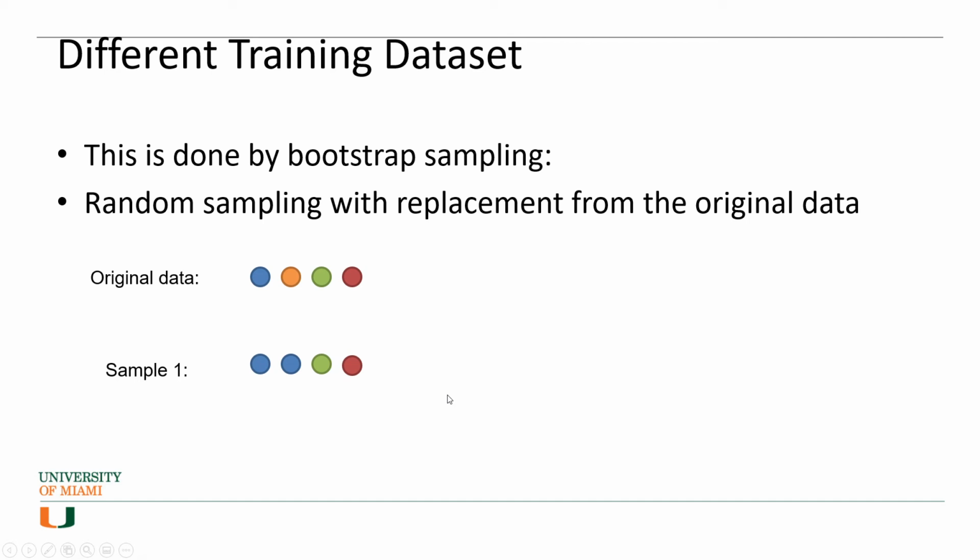Then we repeat this. Another sample may be red, orange, red, orange, right? These are all from the original data set. So the very first thing that is done in random forest is that we create many bootstrapped samples from the original data set and then train the decision trees on each of these samples differently. So what happens is that we are going to be training on different training data sets, therefore the results are going to be different.